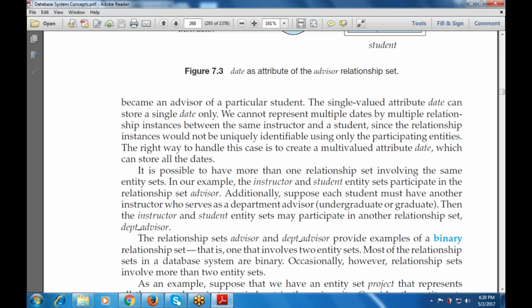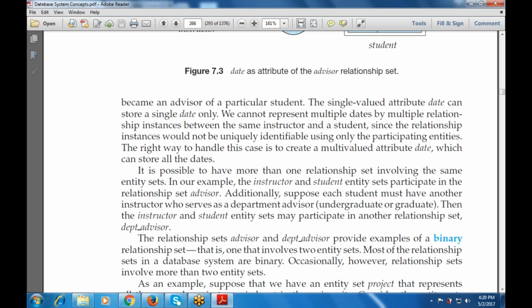It is also possible to have more than one relationship set involving the same entity sets. In our example, the instructor and student entity sets participated in the relationship set advisor. Additionally, suppose each student must have another instructor who serves as the department advisor, and the instructor and student entity sets may participate in another relationship set, that is the department advisor. There are two relationship sets, the advisor and the department advisor, that provide examples of a binary relationship set that involves two entity sets.